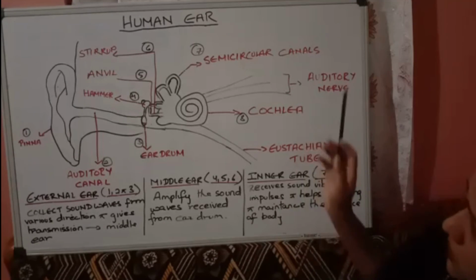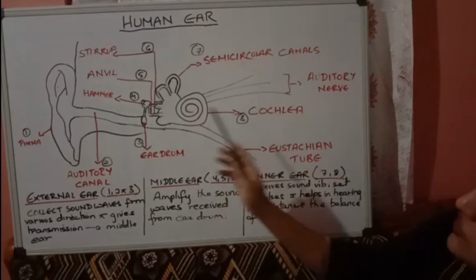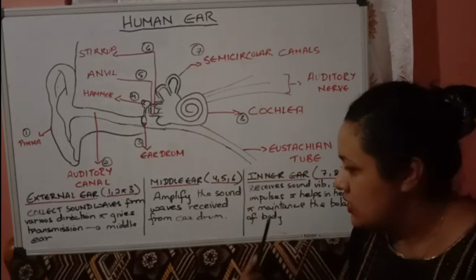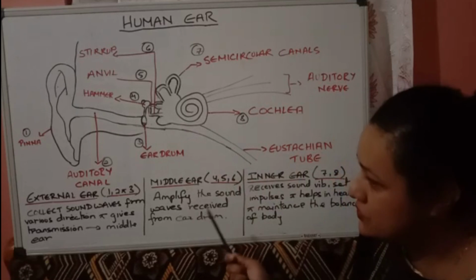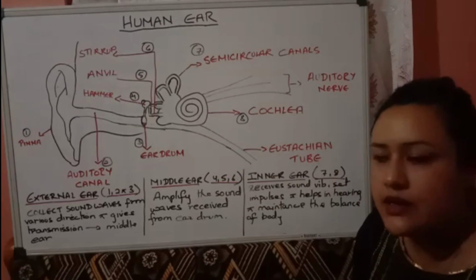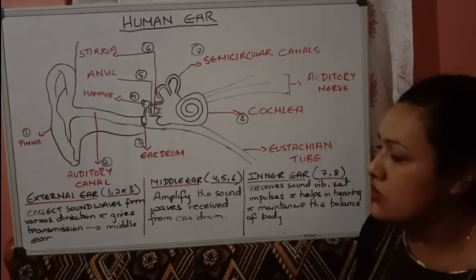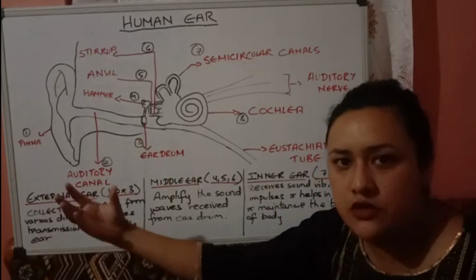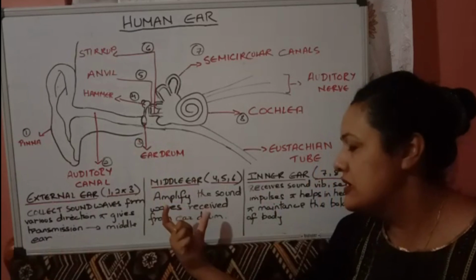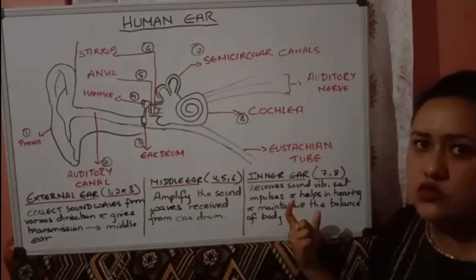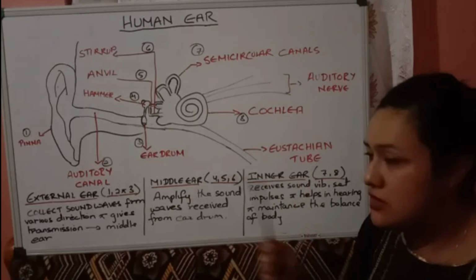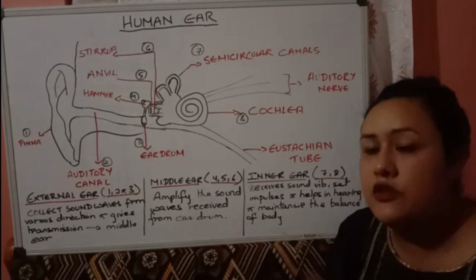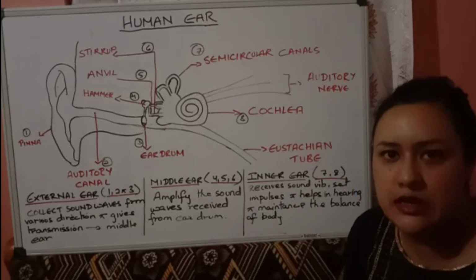So this is the internal structure of the ear and its functions. This is how it works. After you go through this, you will understand it in more detail. I'm going to take only the external ear first, then the middle ear and the inner ear. Let's join the class.